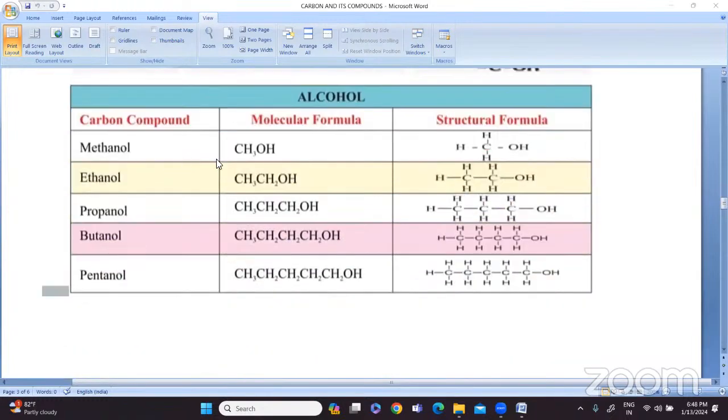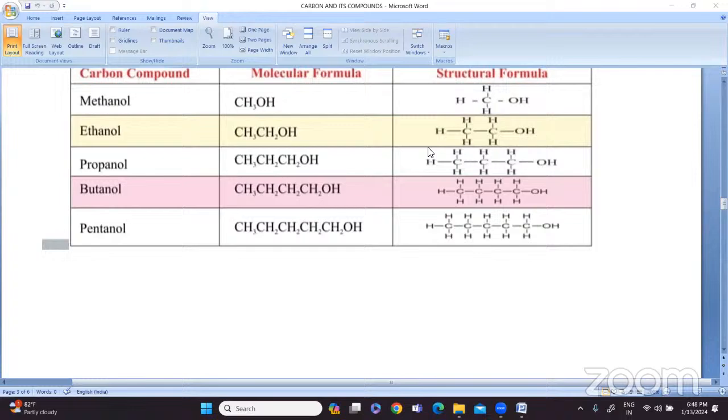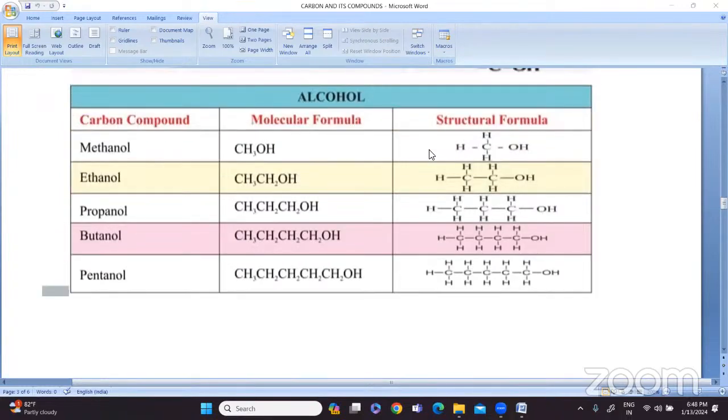So these are some of the alcohols. When you have one carbon atom, as you know, it is called meth. For alcohol, the suffix is ol. So the name will be methanol. CH3 will be substituted by OH, so the structural formula is CH3OH.